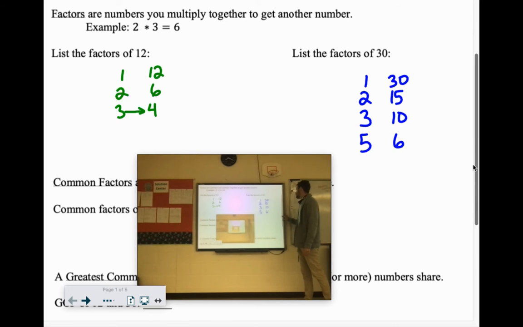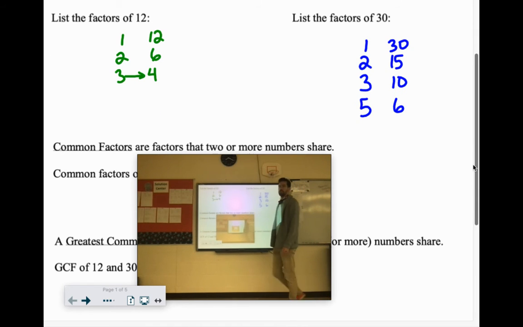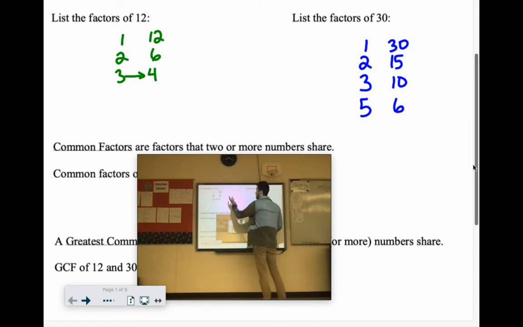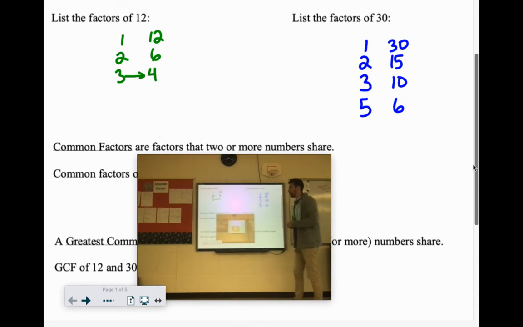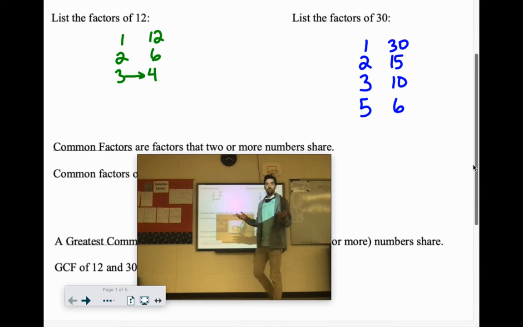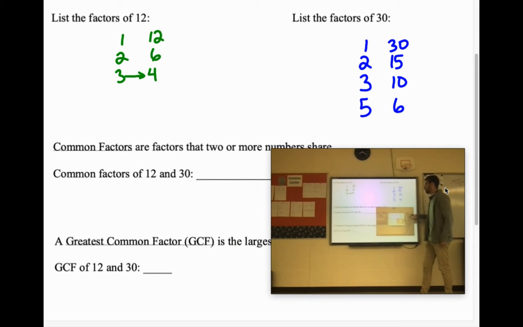So common factors, obviously, you could probably figure this out, are things that they have in common. So thinking about 12 and 30, if we said, what are some common factors? It's like, what are factors of 12 and 30? So I think that's our next question here. Common factors of 12 and 30.